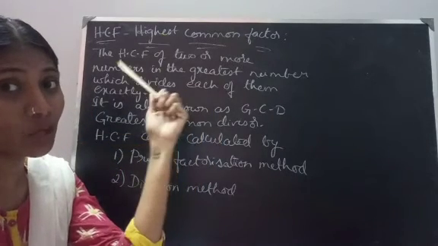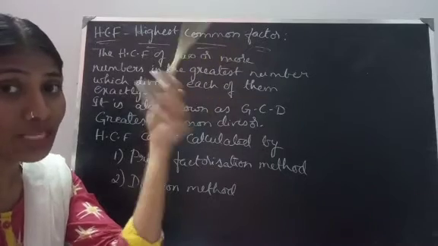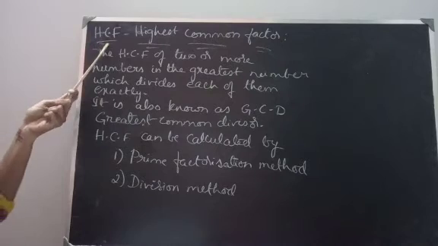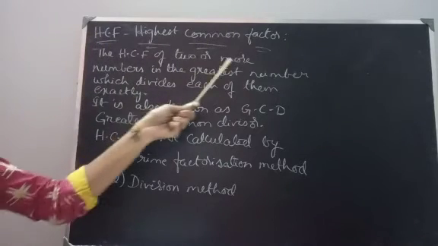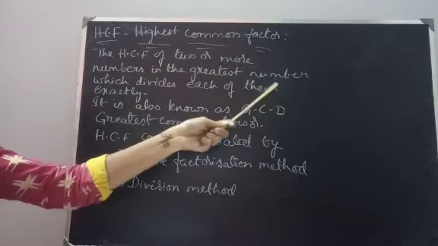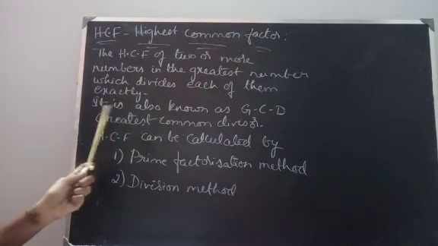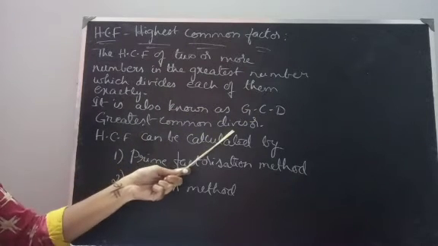Here in this video we are going to learn H.C.F, highest common factor, and we are going to see some problems on H.C.F. The H.C.F of two or more numbers is the greatest number which divides each of them exactly. It is also known as GCD, that is greatest common divisor.